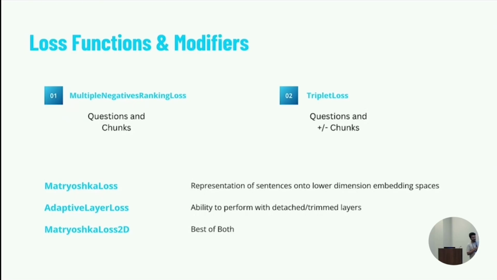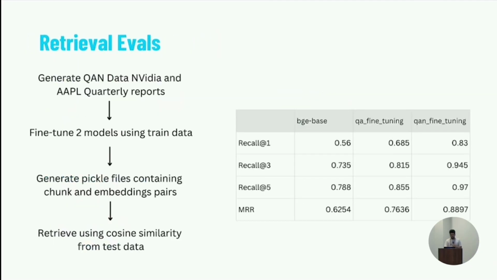Similarly, in adaptive layer loss, it tries to imbibe the ability of the embedding model to perform even with trimming some of its layers. Imagine a model having multiple layers, and you can strip off a few layers and it would still perform well. That is what adaptive layer loss would do. Now that is done for all the introduction.